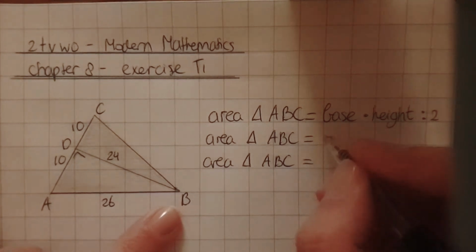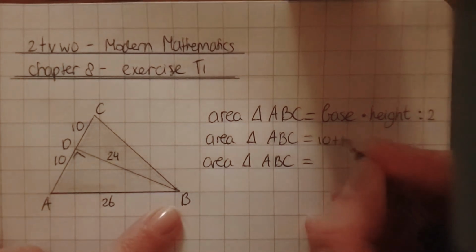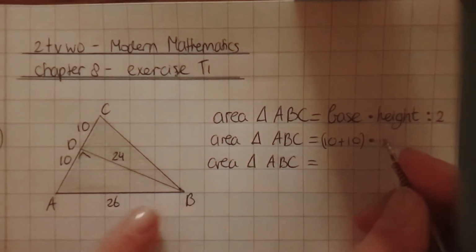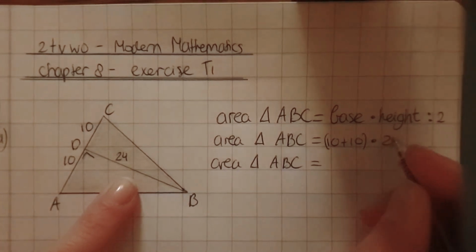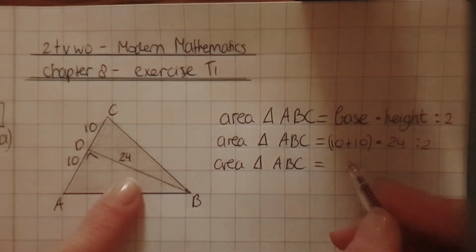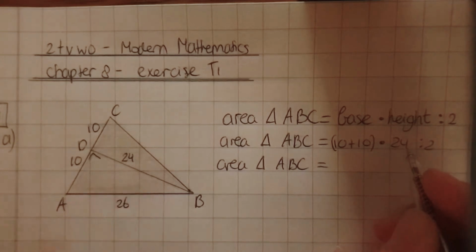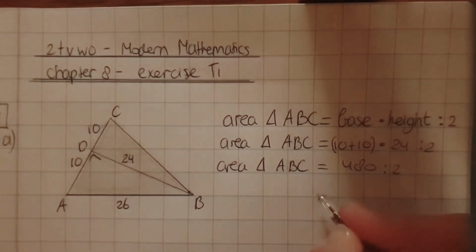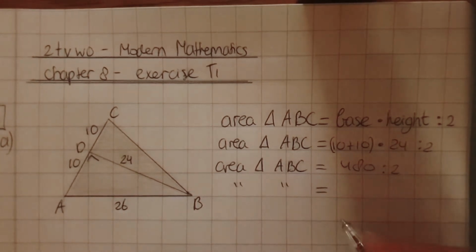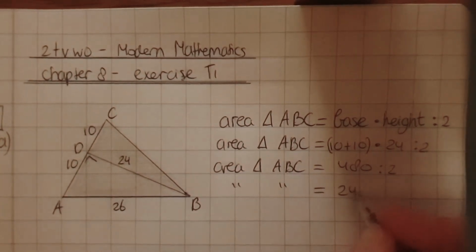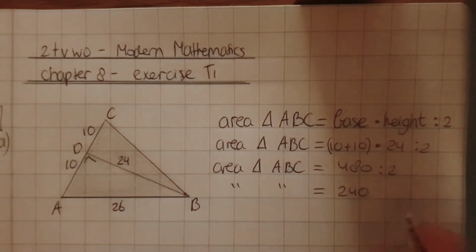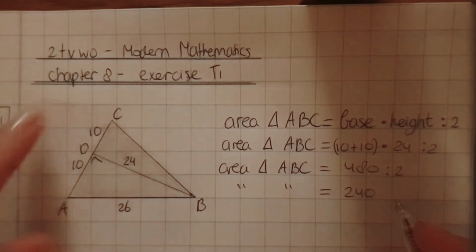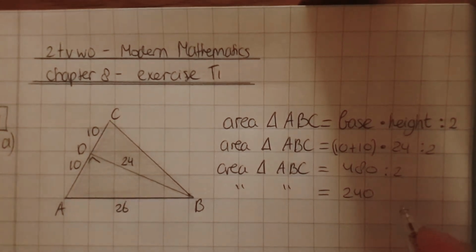Base is 10 plus 10, which is 20. Write down the calculation and then put it in brackets. So this is 20 times the corresponding height, which is 24, and then divided by 2. So 20 times 24 is 480, divided by 2. That means that the area of triangle ABC is 240. Sometimes they give you a unit, and then of course it's centimeter squared or meter squared or whatever, but now they didn't give you a unit, so you don't have to write anything down here.